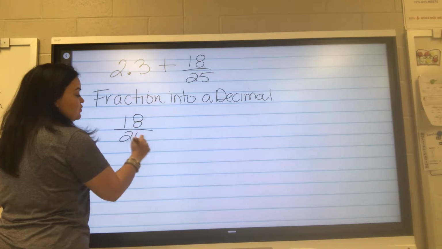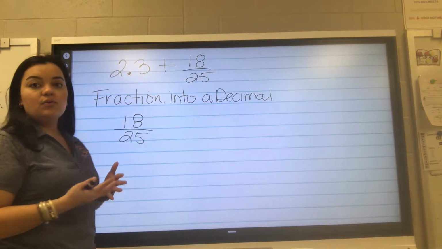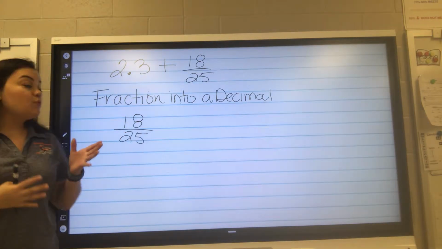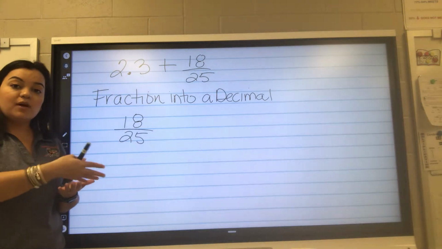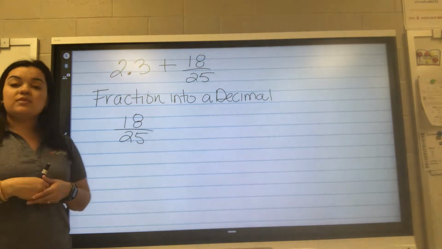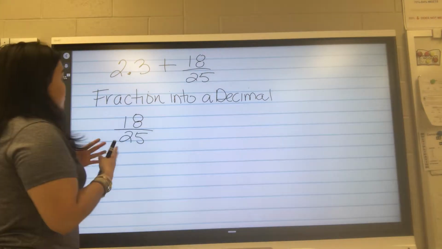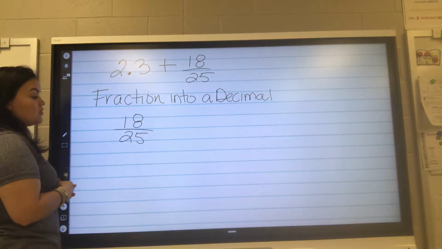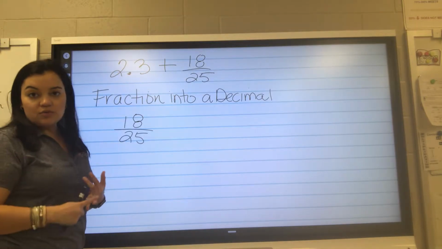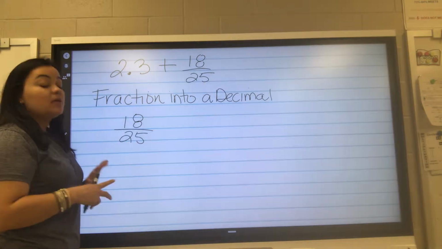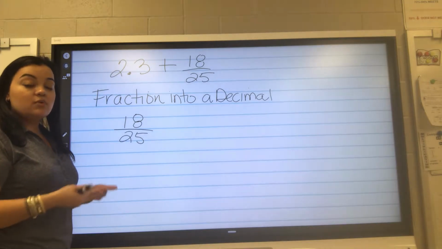I am going to show you two ways to do this process. One is the actual manual way where we need to do a process. The other is with a calculator. Okay, so manually we do want to get our denominator to either a 10, a hundreds, or a thousands. That would make it easier to convert into a decimal.